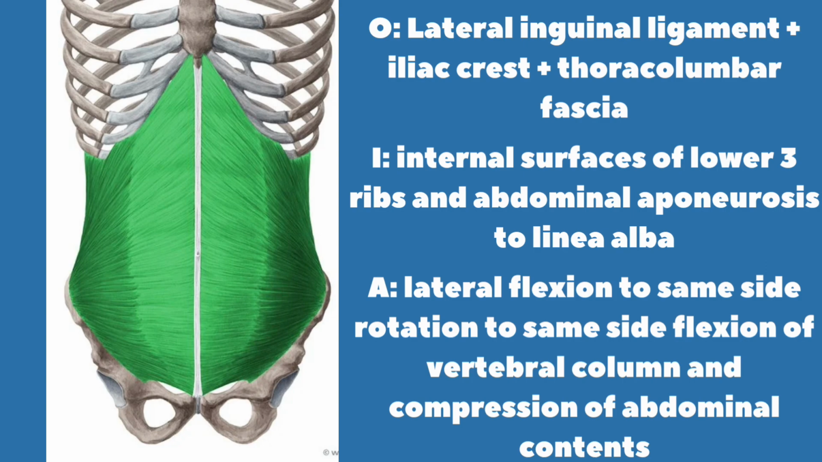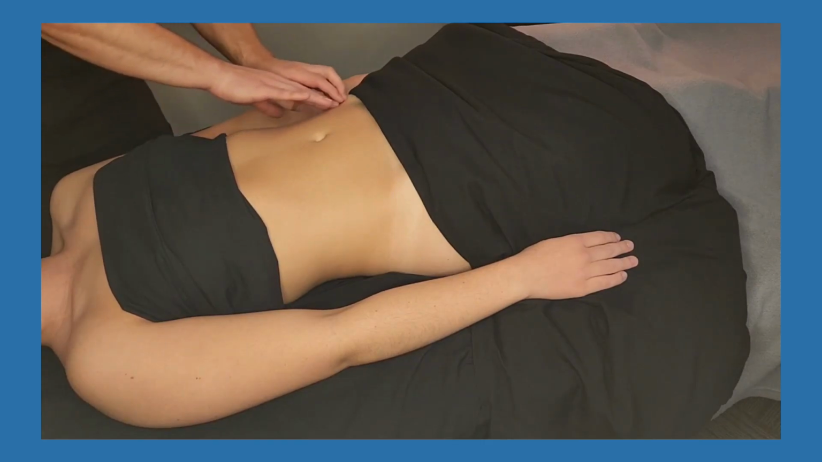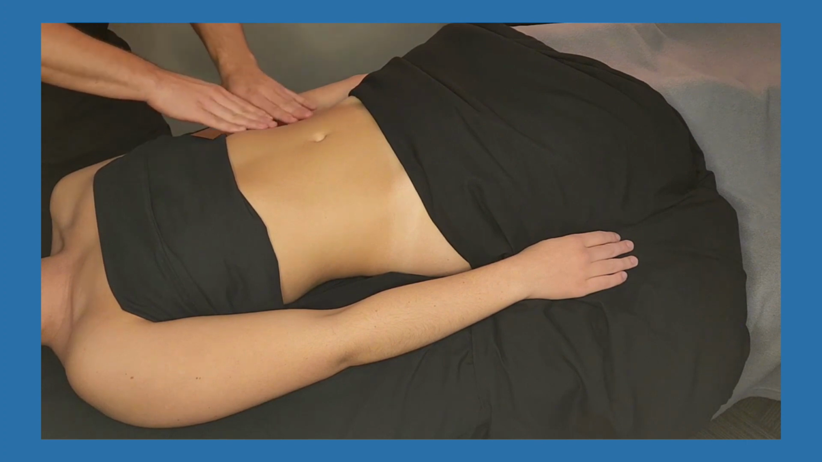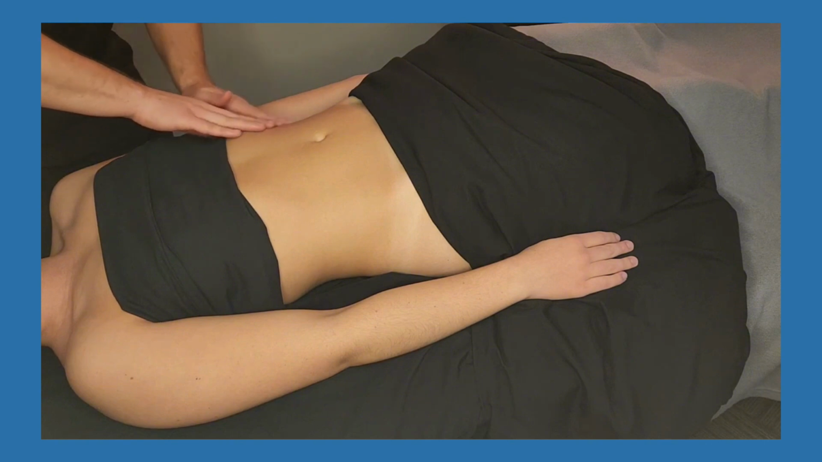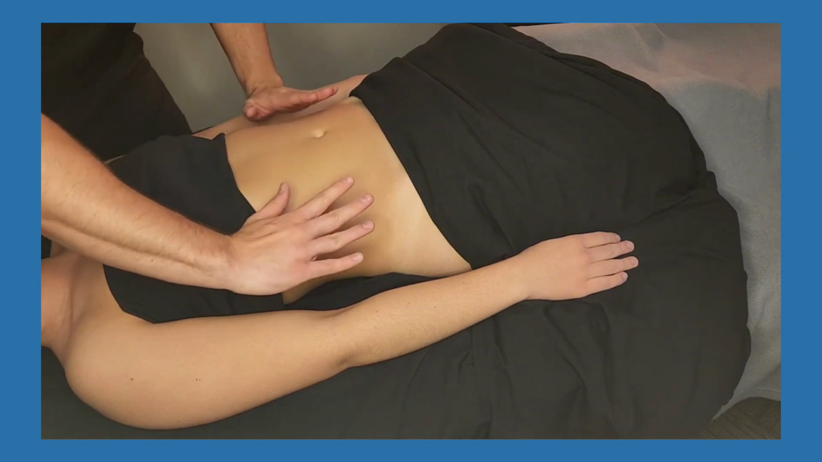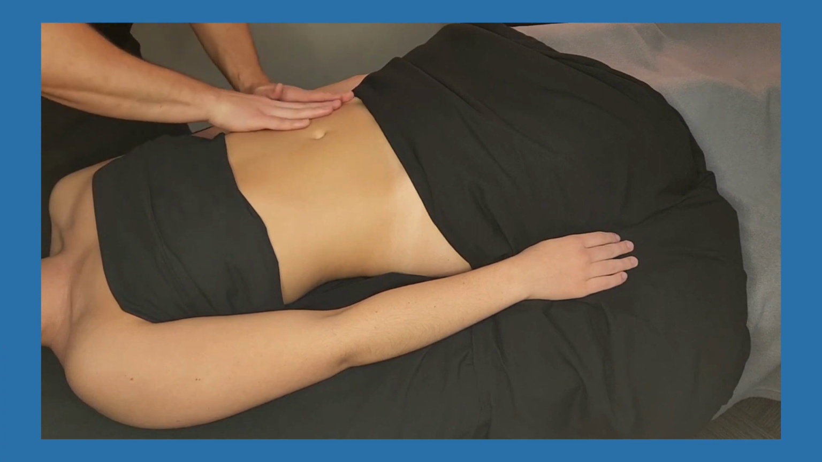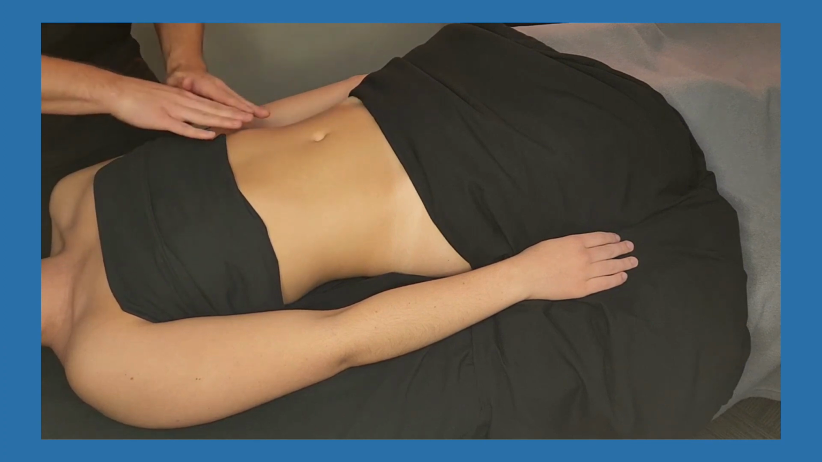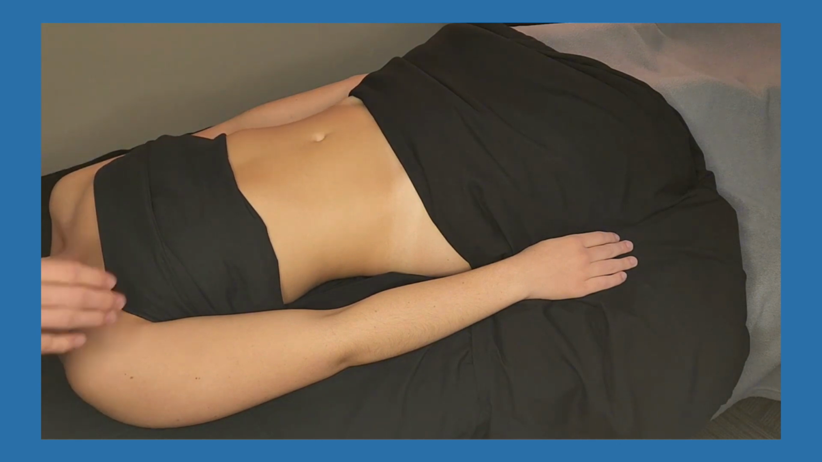External oblique will originate the external surfaces of ribs 5 through 12 and will insert the anterior portion of the iliac crest and abdominal aponeurosis to the linea alba. The internal obliques will originate the lateral inguinal ligament, the iliac crest, and the thoracolumbar fascia, and will insert at the internal surfaces of the lower 3 ribs and abdominal aponeurosis to linea alba.